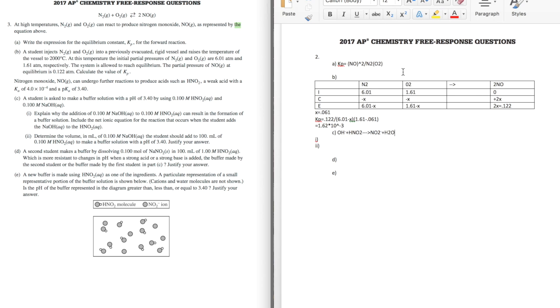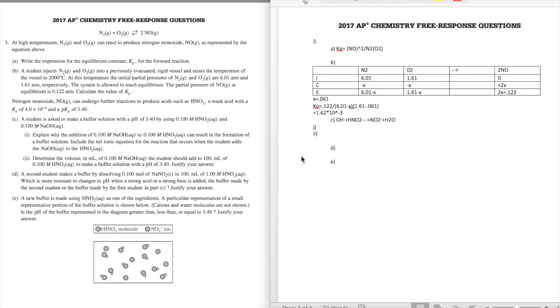Alright, so now that we have the equation, we can solve part 1 and 2. Explain why the addition of a 0.1 molar NaOH to another 0.1 molar HNO2 can result in the formation of a buffer solution. Include the net ionic equation for the reaction that occurs when the student adds NaOH to the HNO2. So we know that the NaOH is the limiting reactant.